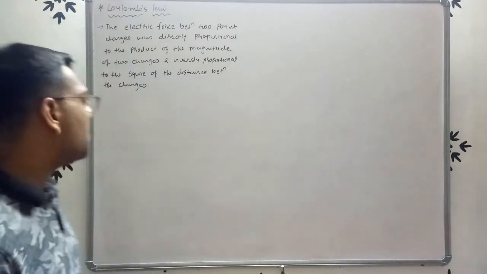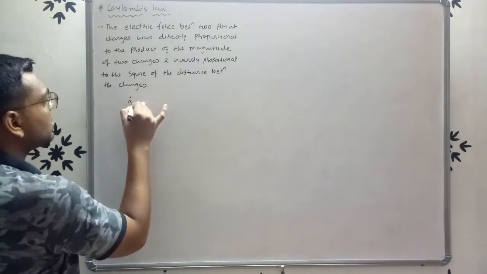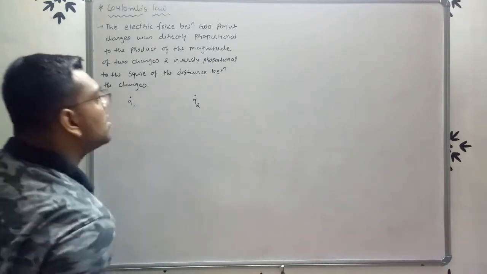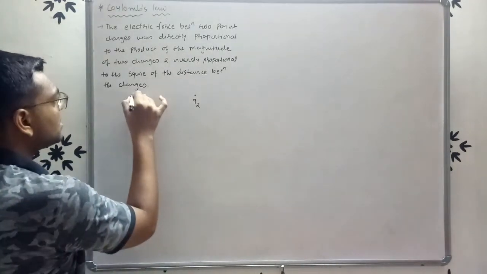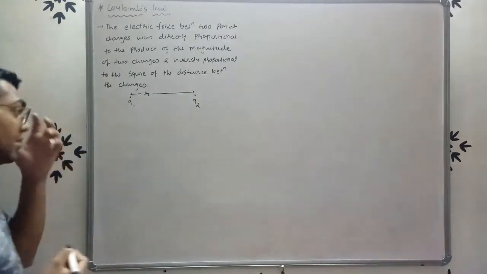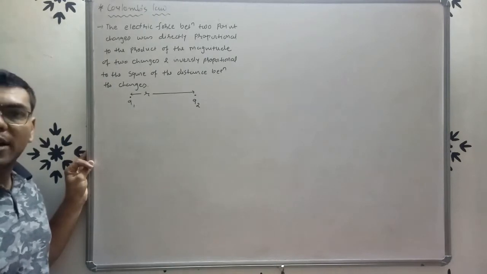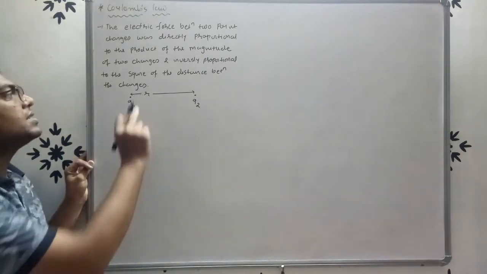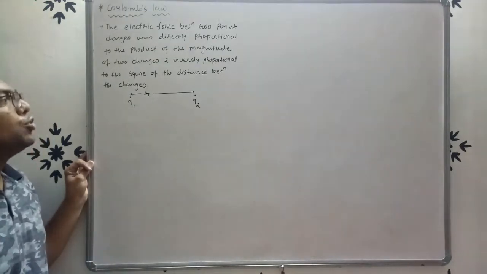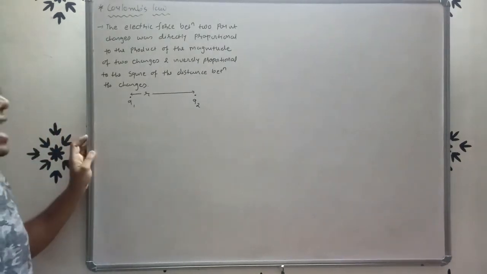So friends, suppose here there are two point charges. First of all, this point charge is known as Q1 and this is Q2. The distance between Q1 and Q2 is R. Here Q1 and Q2 are point charges separated by a distance R.